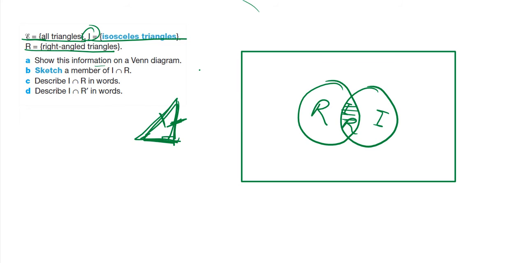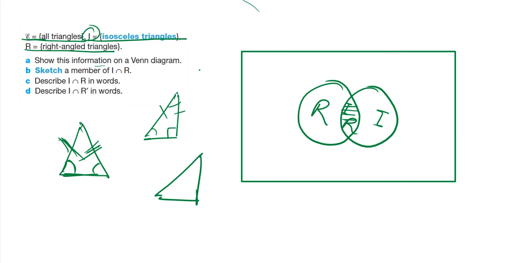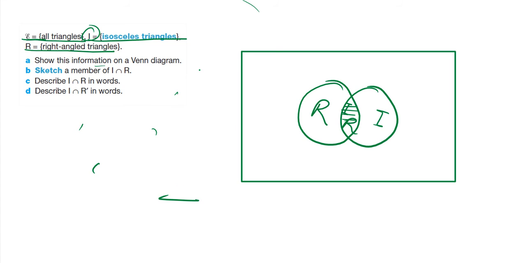Because in a right angle triangle we do have two similar sides and two same angles over here. But we do have isosceles triangles as well that have both same angles and both same sides, but they may not be right angle triangles. And we do have right angle triangles that don't have both equal sides. So we just use the overlapping for the common triangles.